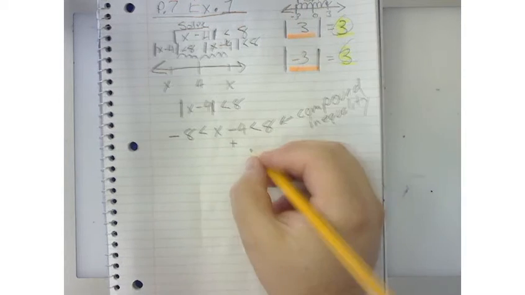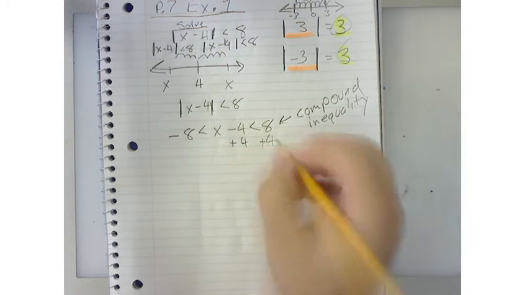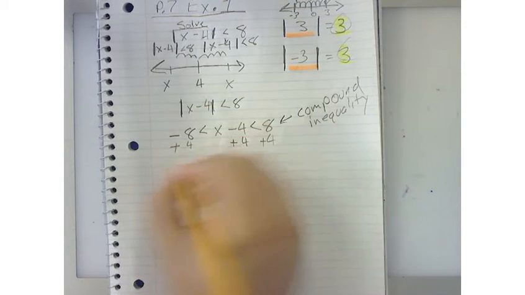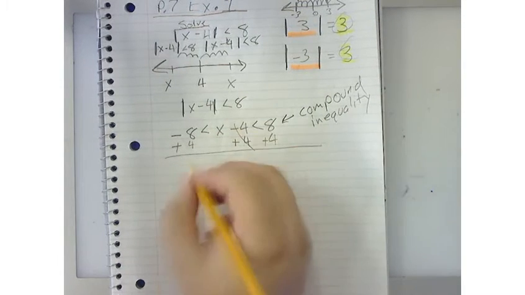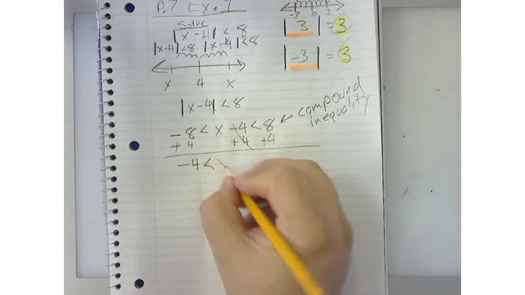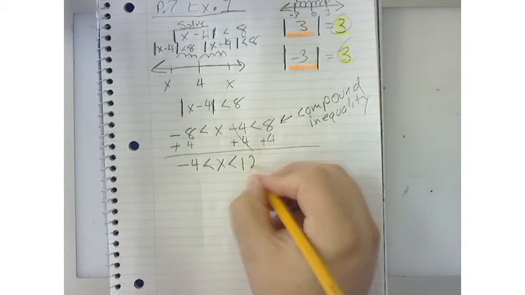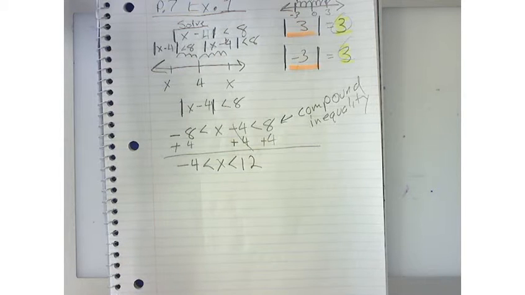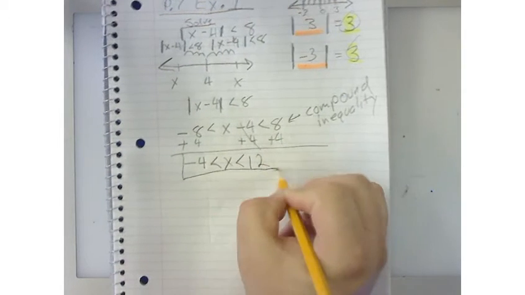What I'm going to do is add 4 to all 3 sides. These cancel, and then this becomes -4 is less than x is less than 12. And that's it. That's our answer. Does that make sense?